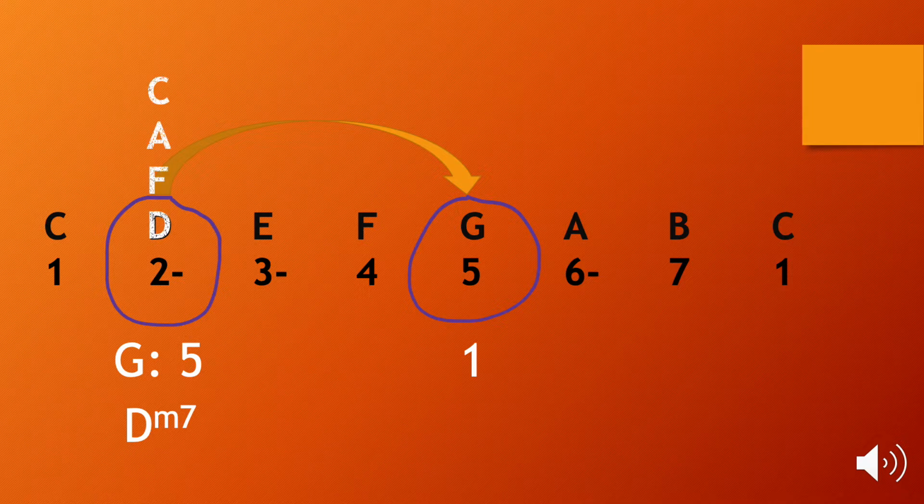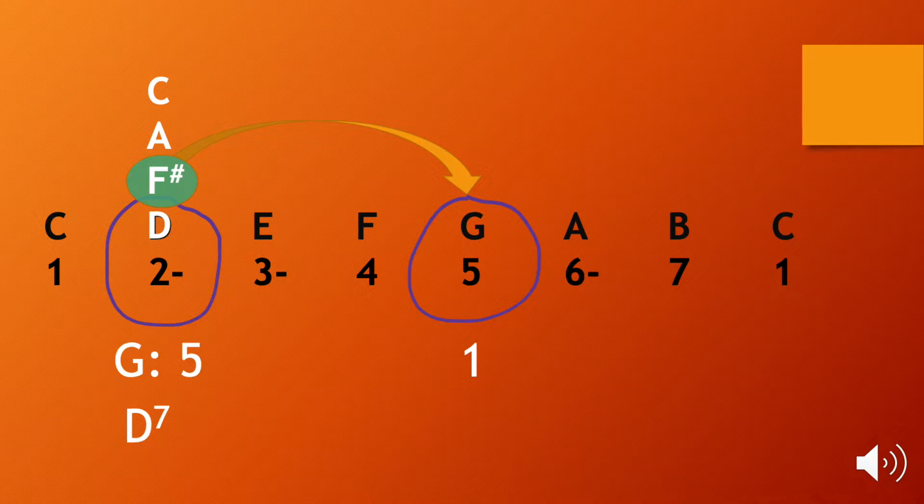We want this to be a 5-to-1 feel. So we are going to temporarily change our mindset and our understanding of how these chords are functioning together. We're going to temporarily pretend we are in the key of G. So G would be 1, and D needs to be a 5. So from a D minor 7 chord, we're going to change this to a D7 chord.